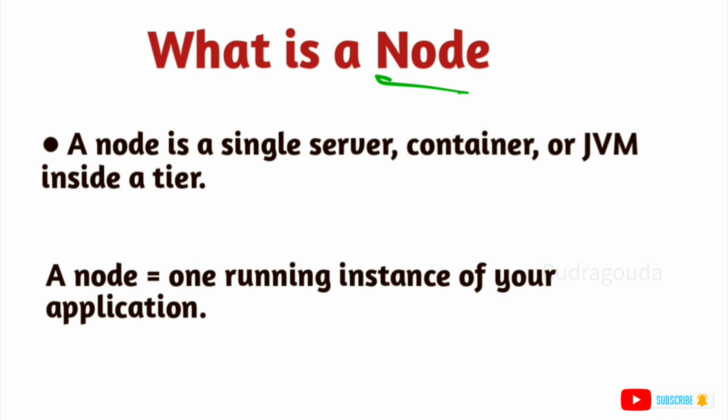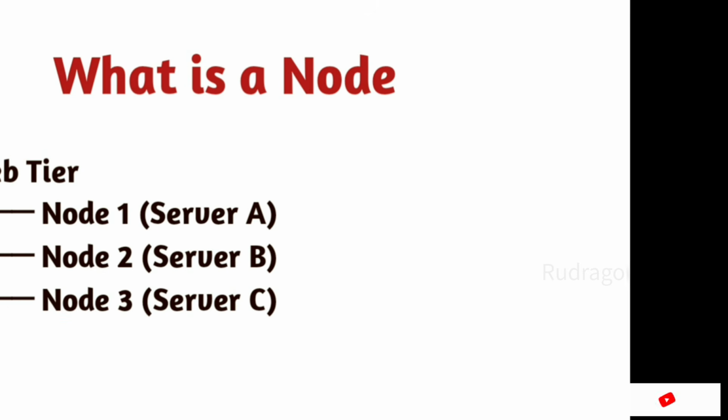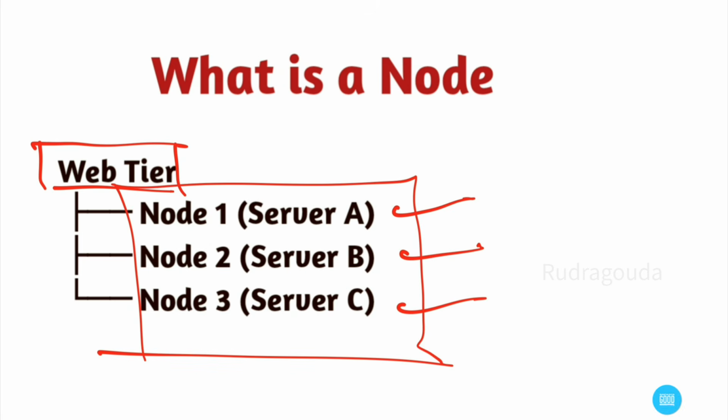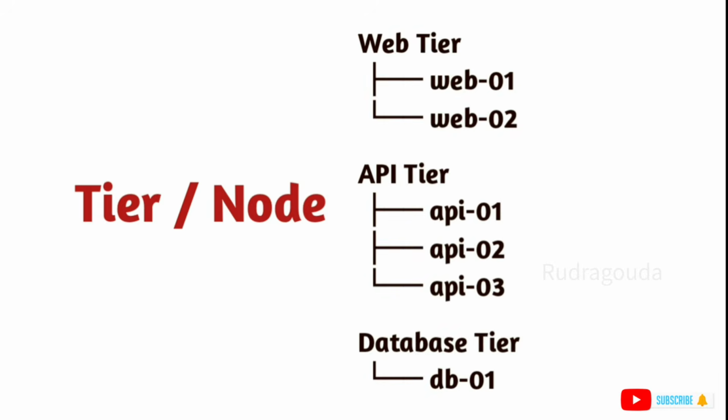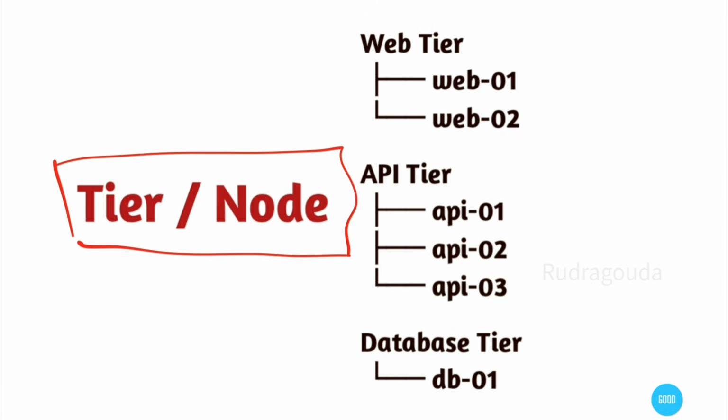See, the definition of a node: a node is a single server or a container or a JVM inside a tier. First, you consider this box as a tier. Inside this tier, we'll have the nodes. Very simple. You can understand it this way. One running instance of your application. Consider a web tier, and this tier might have node 1, node 2, node 3. So altogether, we can call it a web tier. So that is the overall picture of tier and node.